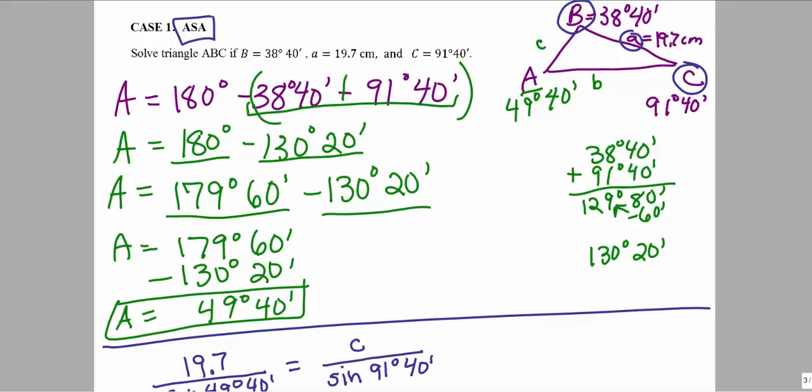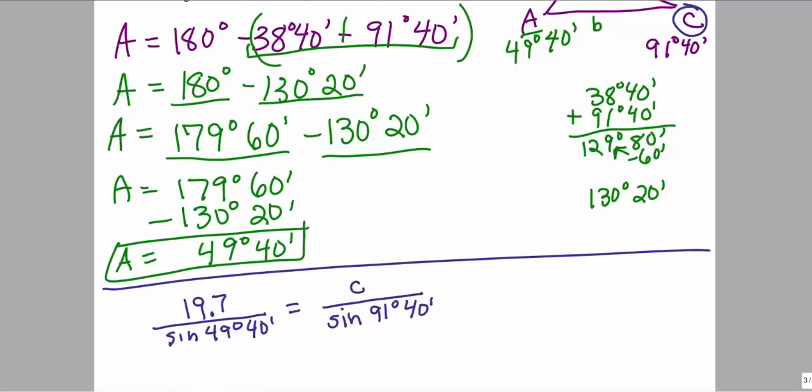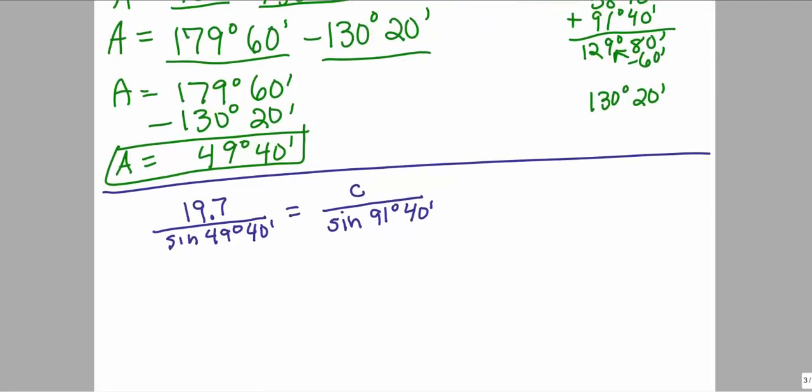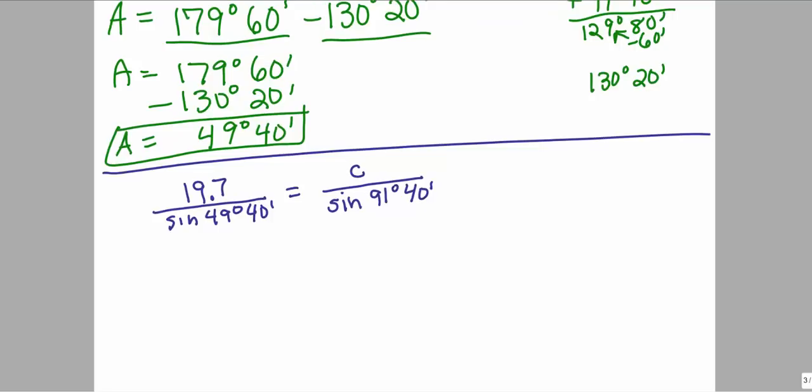So we're going to use the law of sines to set two fractions equal to each other, where we know everything in one of the fractions and we know only one part in the other fraction, and we only have one unknown. Within the entire equation we only have one unknown, which is what we want when we're using the law of sines. Now we want to solve for C, so we're going to multiply both sides by sine of 91 degrees and 40 minutes.